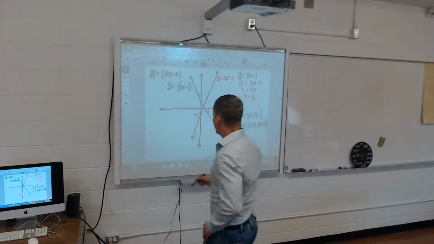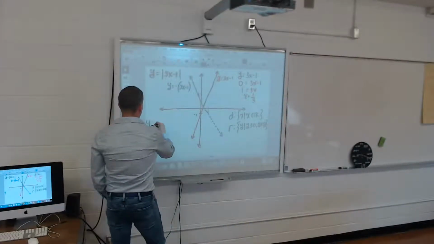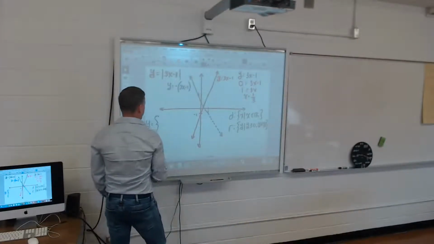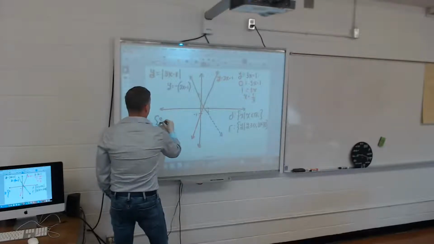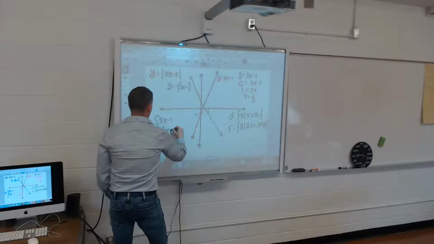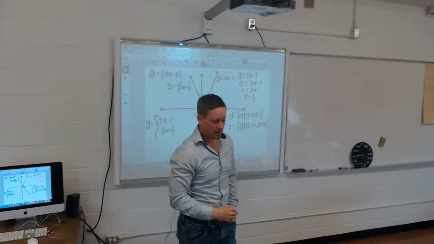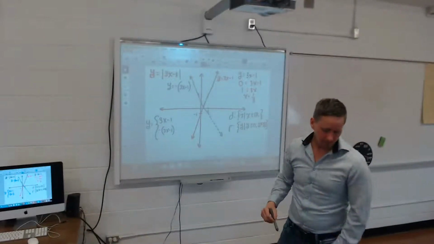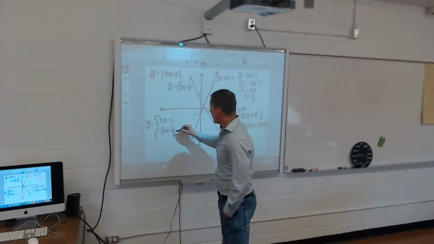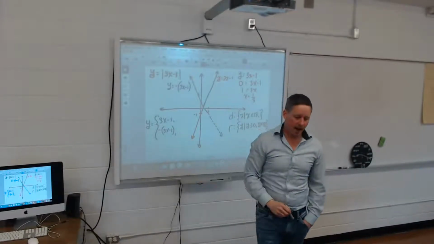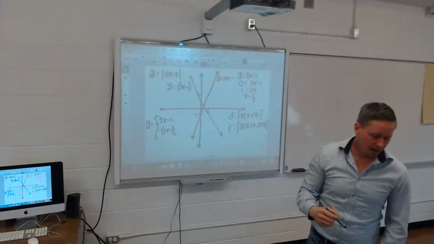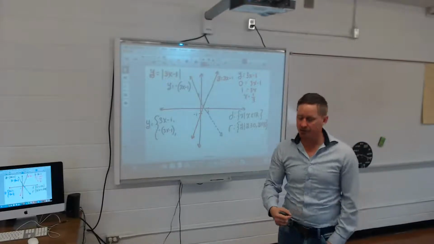I'll do it the same as the book now. It says y equals, big squiggly bracket, 3x subtract 1, negative 3x subtract 1. This is in your book, at the very bottom there. Now I have to explain what part of each graph I used.